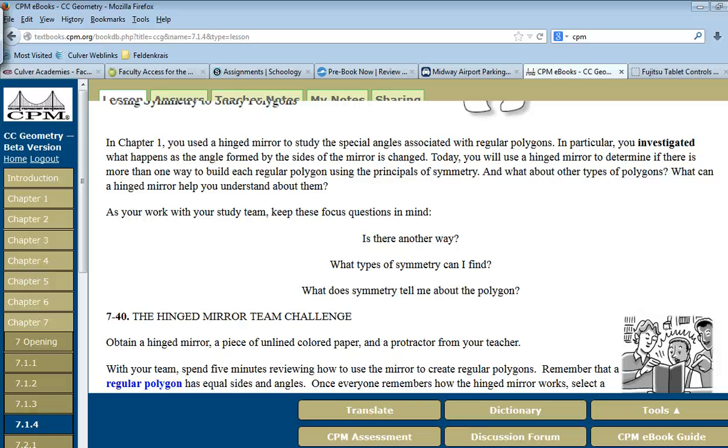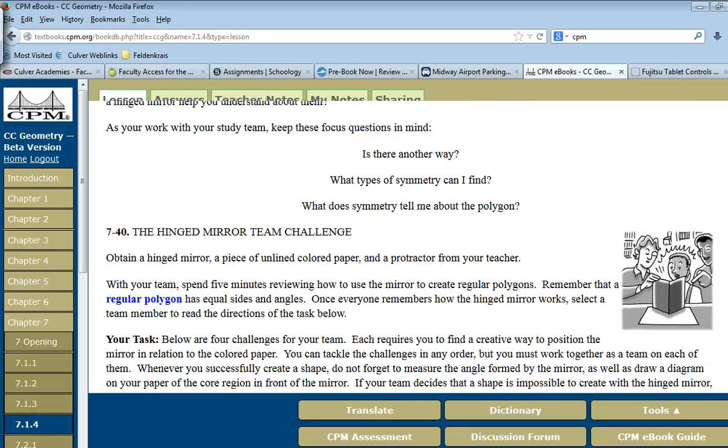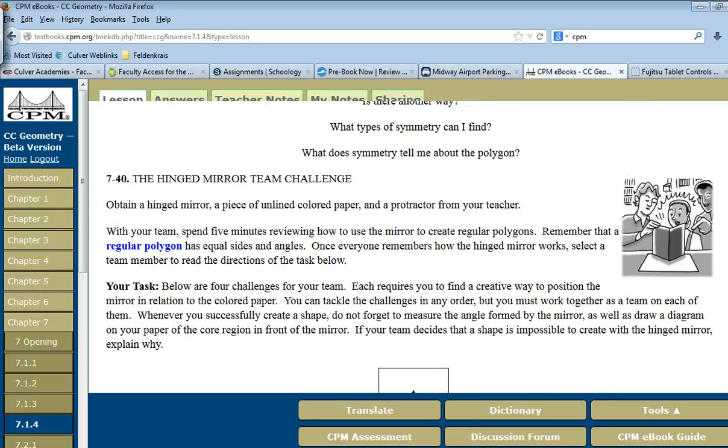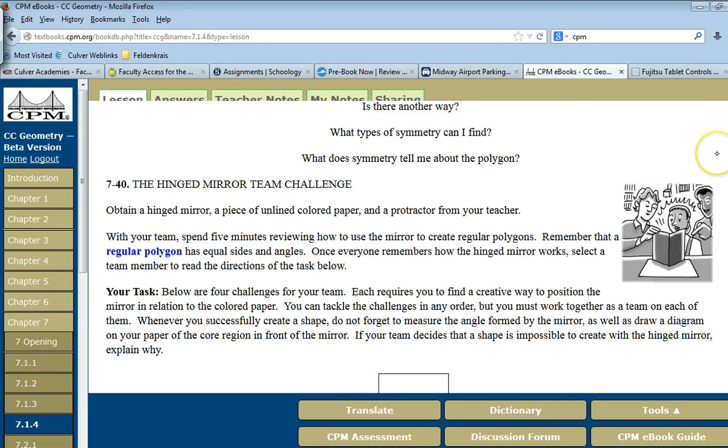During today's class, you created several figures together using the hinged mirror. And you kept these three questions in mind. Is there another way to create the figure? And you actually found at least two ways to create the equilateral triangle.